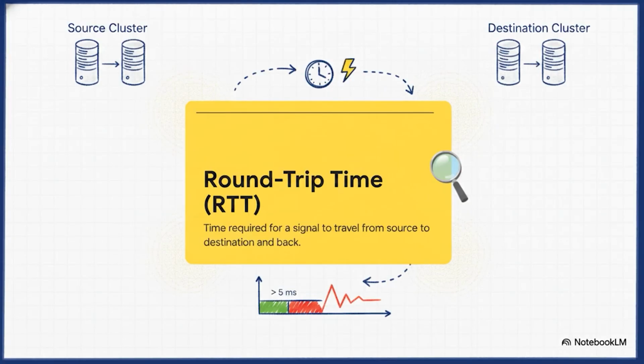Let's look a little closer at that latency piece. Round trip time, or RTT, is literally just the time it takes for a signal to travel over the physical cables from the source to the destination and back again. For synchronous replication, Nutanix requires that your RTT is under 5 milliseconds. This is absolutely critical. Why? Because any network latency directly slows down your primary storage write performance. If your network is slow, your application becomes slow because it's literally sitting there waiting for that remote confirmation before it can do anything else.